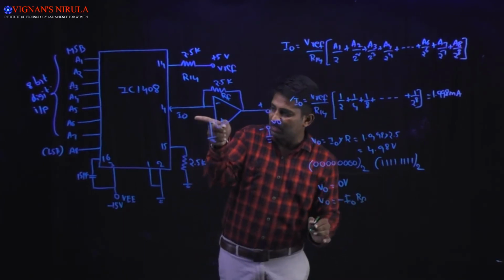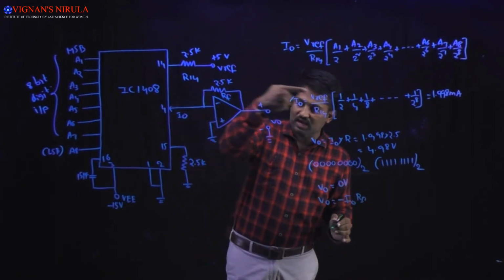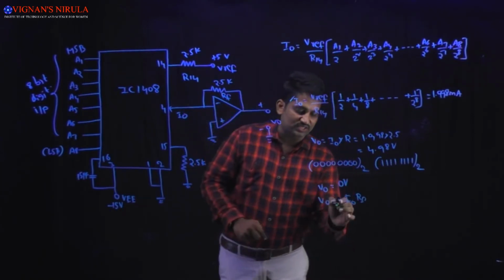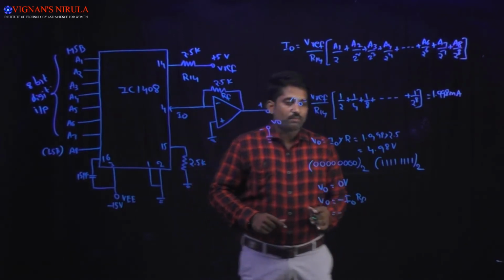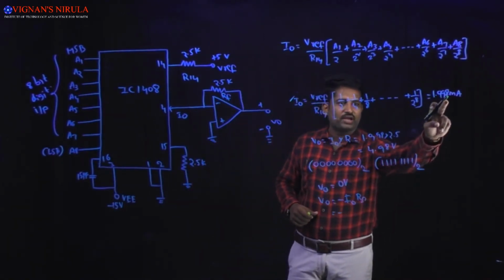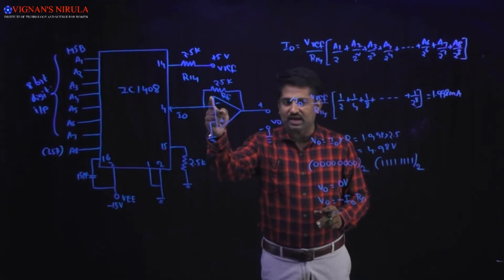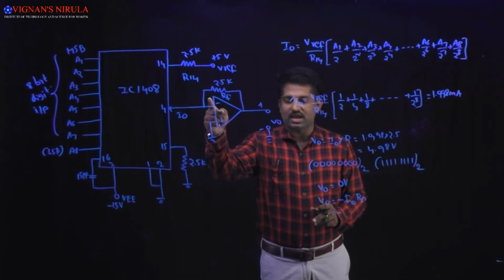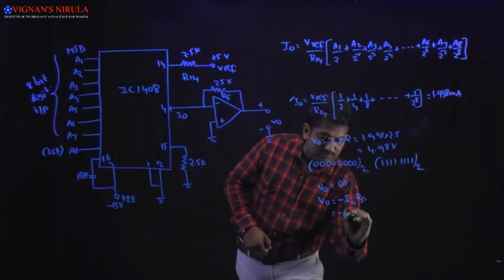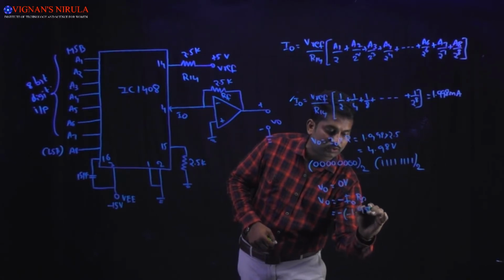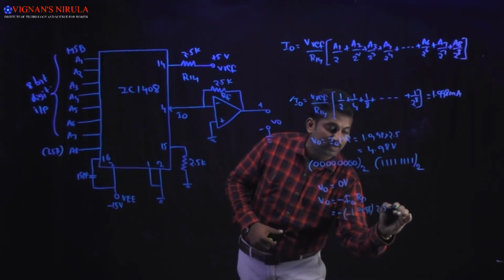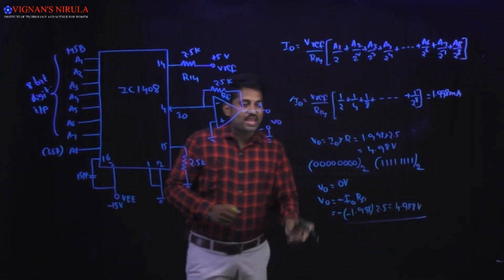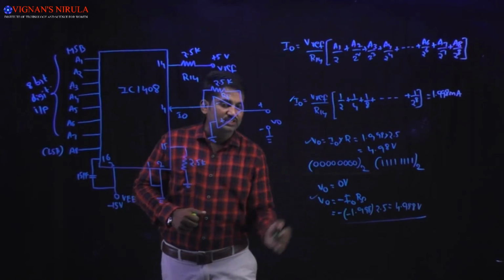Okay, here the direction of I0 is like this. Whenever you consider the I0 is like this, then the polarity will change. So minus of, what about I0? I0 is 1.998, but if you are considering the current passing through this op-amp feedback resistance is I0, then the current will be taken as minus 1.998 into 2.5, which is nothing but 4.988 volts.